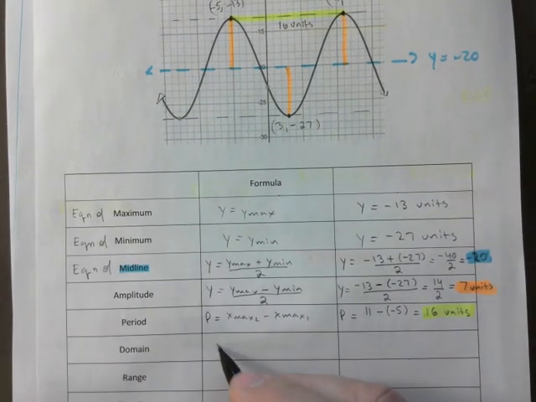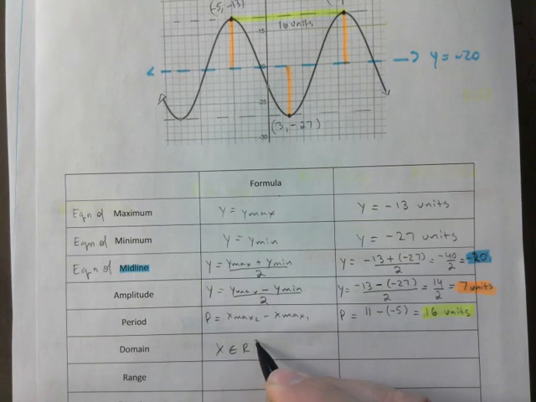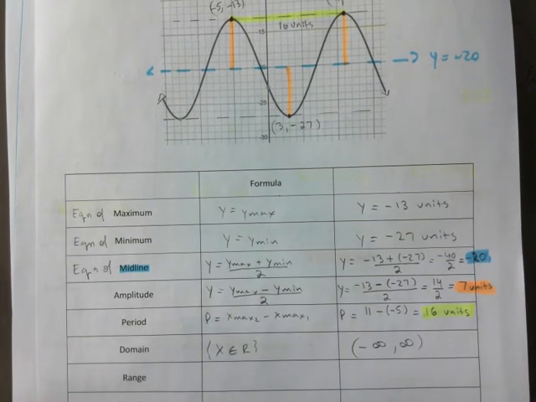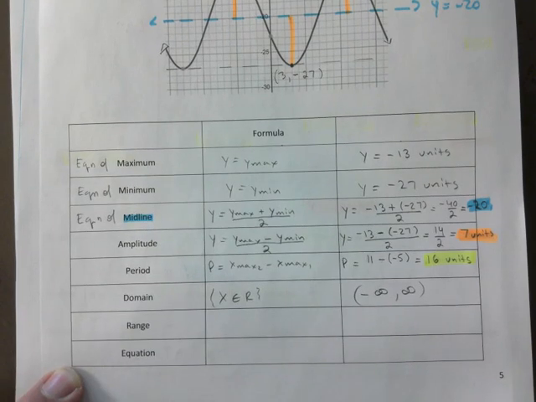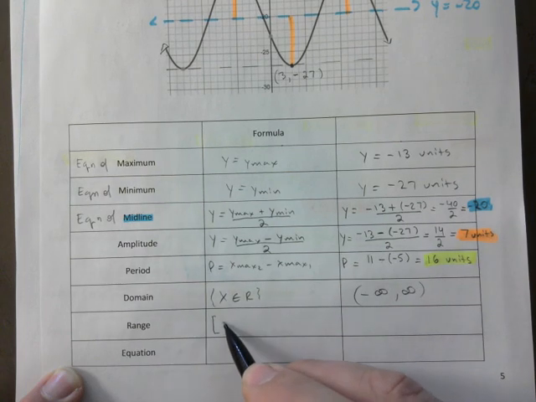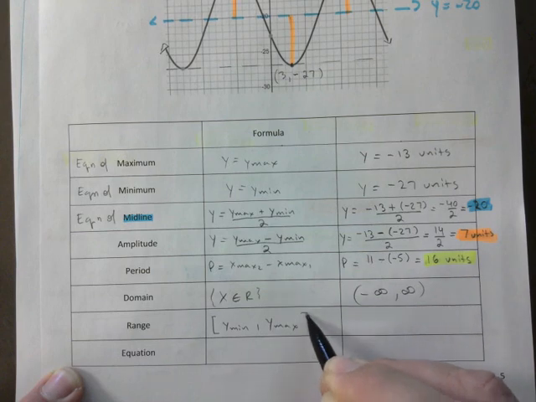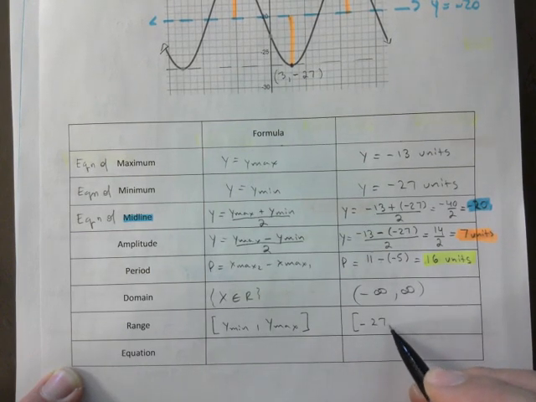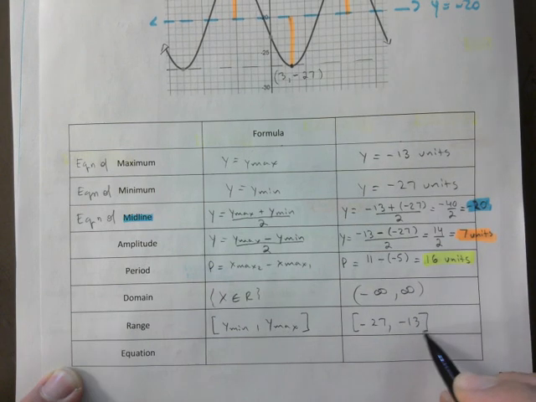Domain, easy. And this is what I'm doing here. I'm just using both cells because there's no formula really. And the range, I'm going to give you this one, y min to y max. And so it would be negative 27 to negative 13.